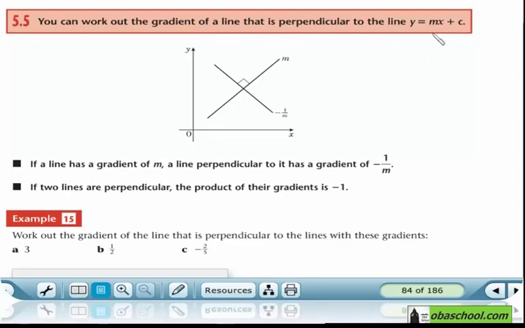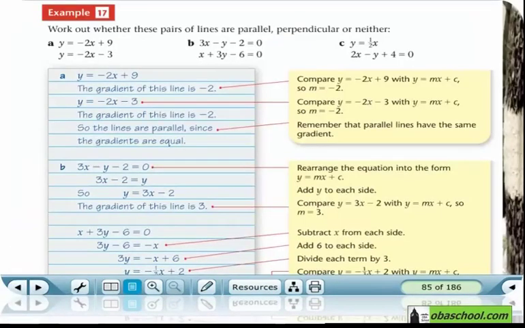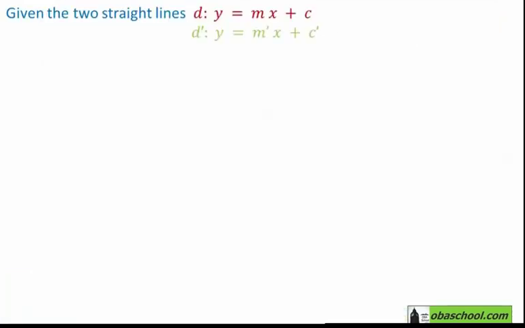Let's take example number 17. Work out whether these pairs of lines are parallel, perpendicular, or neither. Before explaining this chart, let's take a chart that shows the relative position of two straight lines. Given the two straight lines D of equation y equals mx plus c and another straight line D prime where y equals m prime x plus c prime.